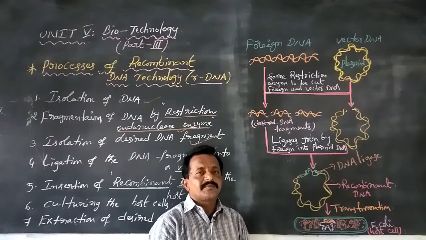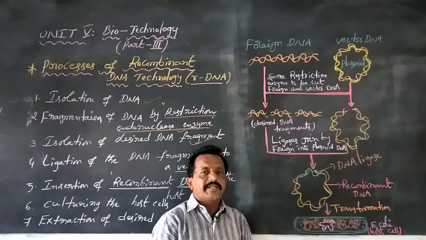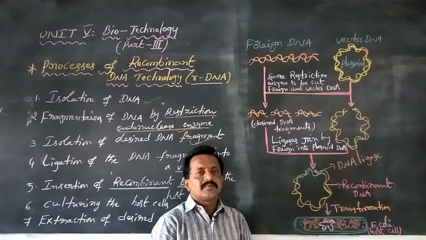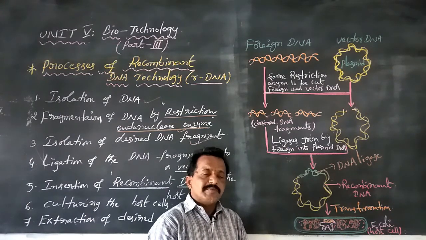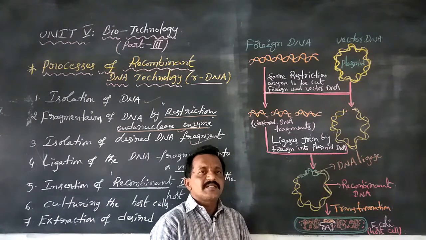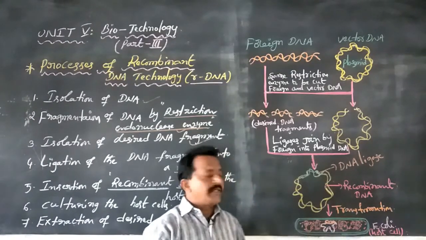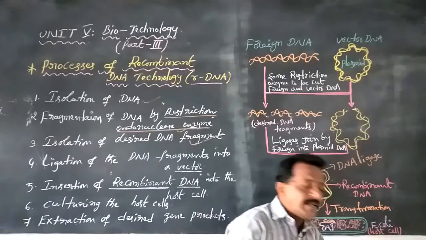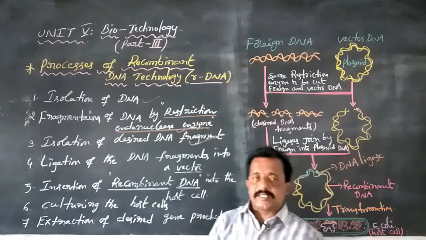So every E. coli divides in 20 minutes, and the recombinant DNA is also copied in 20 minutes. So several times the E. coli bacteria divide, and at the same time several recombinant DNAs are produced in the E. coli bacteria. That is culturing the host cells.